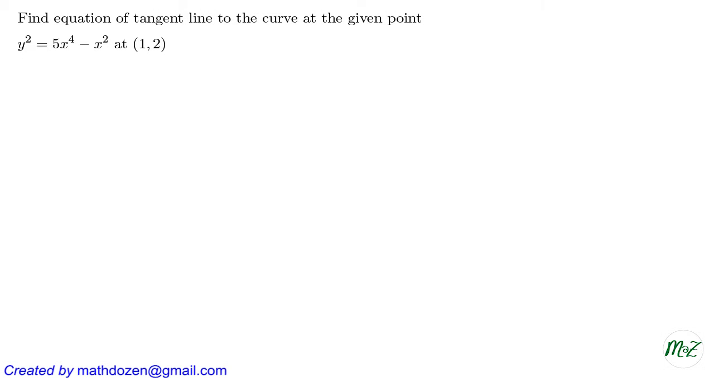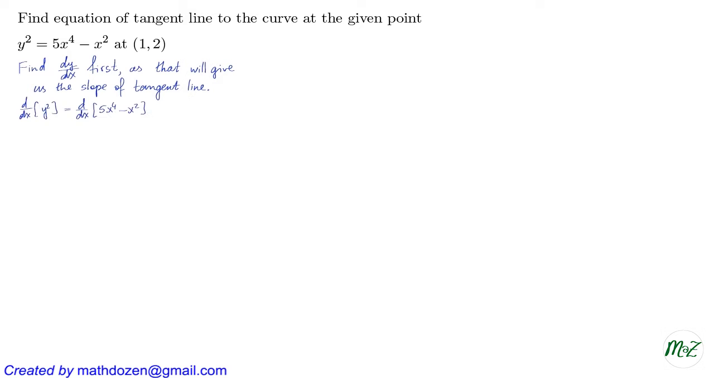Welcome everybody. So we're gonna find the equation of tangent line to the curve given by the equation y squared equals 5x to the fourth minus x squared at the point 1, 2. Okay, we're gonna use implicit differentiation since this is not exactly an explicit equation, and it's actually gonna be easier to do that, to do implicit differentiation.